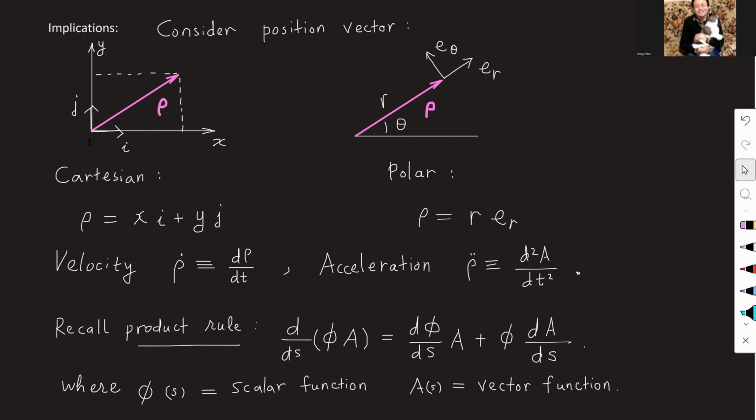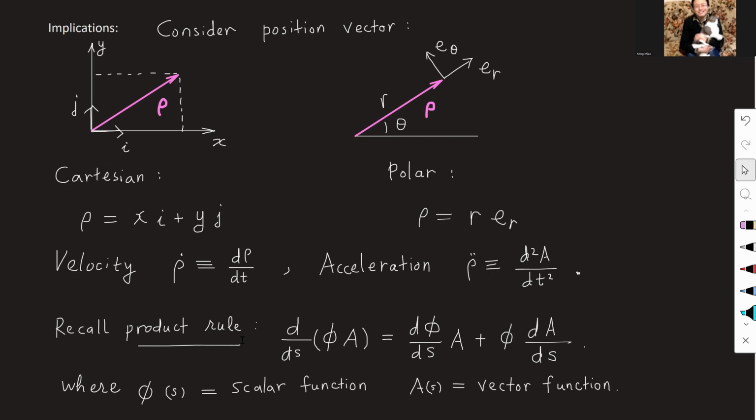The vector starting from the origin and pointing towards an arbitrary point on the plane. We then consider the components of the position vector along the unit tangent vector directions. In Cartesian coordinates, we can write rho equals x times i plus y times j. In the polar coordinates, we can write rho equals r times e_r, because r is just the length of rho and e_r is a unit vector. Then velocity and acceleration. Those are just first and second order time derivatives of the position vector. The definitions are the same regardless of our choice of coordinate system.